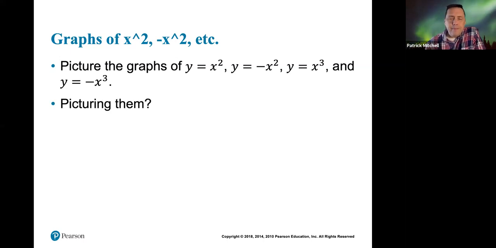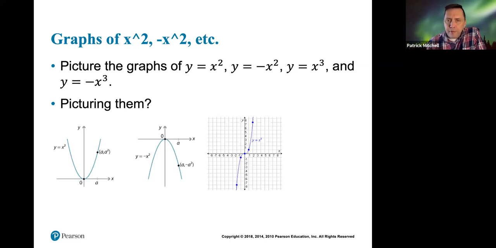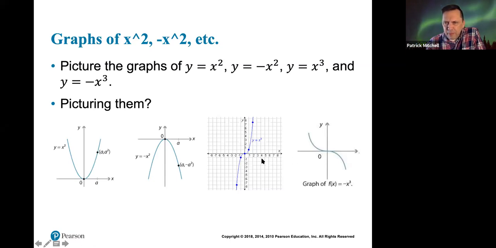Are you picturing them? Hopefully you have a picture in your head that looks something like this for y equals x squared and y equals negative x squared. There's y equals x cubed. I got these from a bunch of different places on Google Images. And there's y equals negative x cubed. I'm sorry that these two seem to have a different shape. I got them from two different places, so they're just drawn on a different scale. But technically this should just be this flipped over about the x-axis.